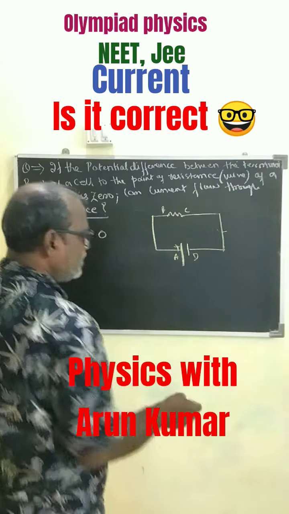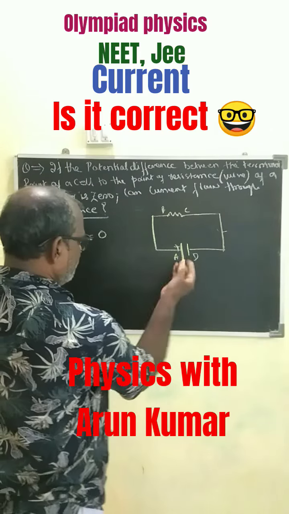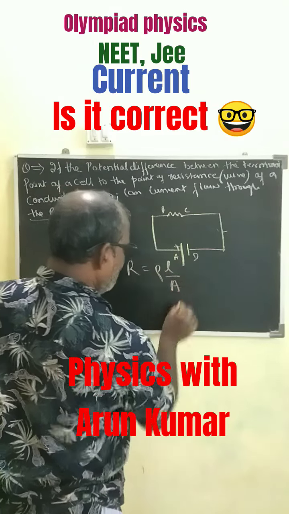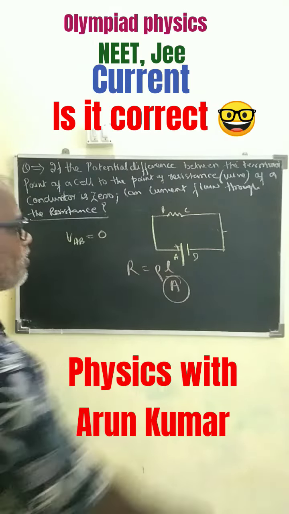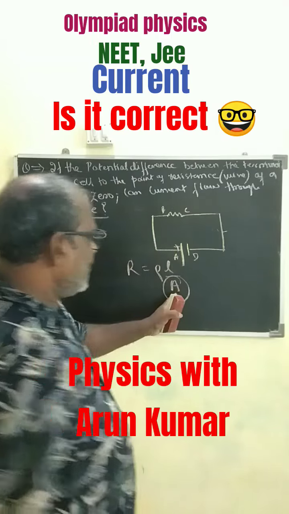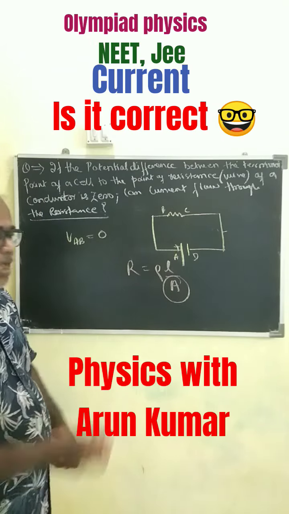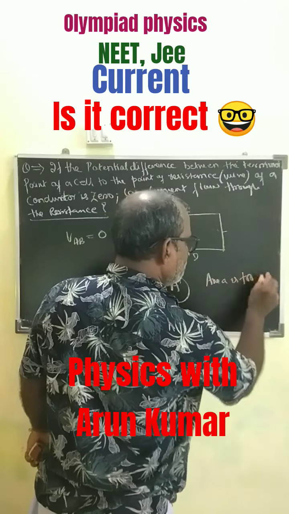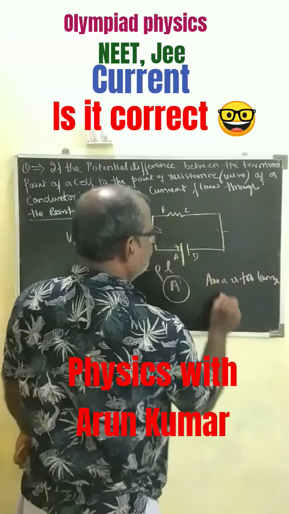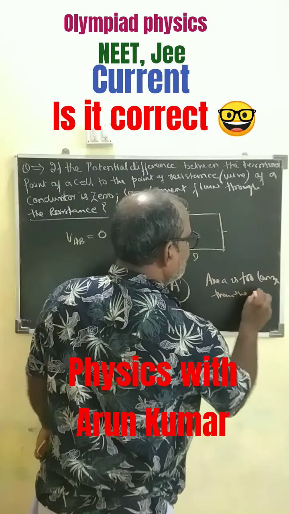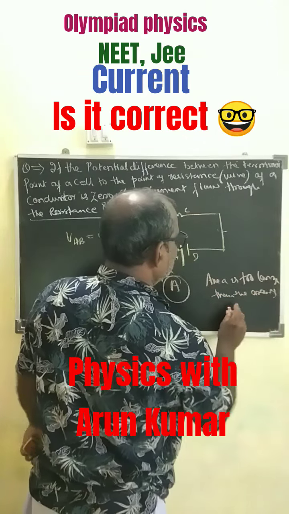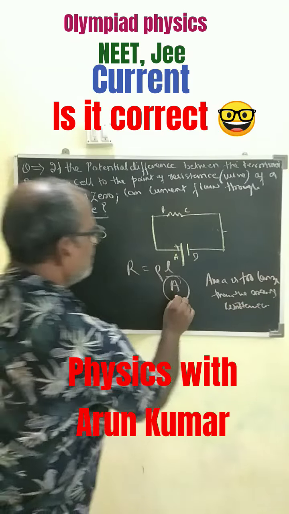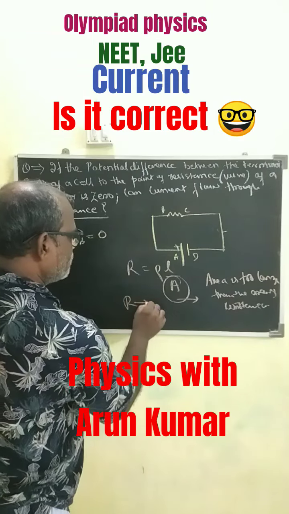In one more case, what we can understand is, we know one more formula from class 10. We have read that resistance R equals rho into L by A, where A is the cross-sectional area of the conductor. If the area of the conductor is too large, too large compared to the area of the resistance wire, then what happens? A becomes too large, therefore R tends to 0.